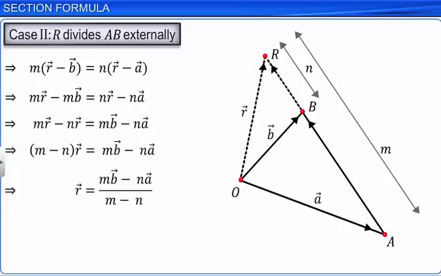This expression gives the position vector of point R that divides line segment AB externally in the ratio m is to n.